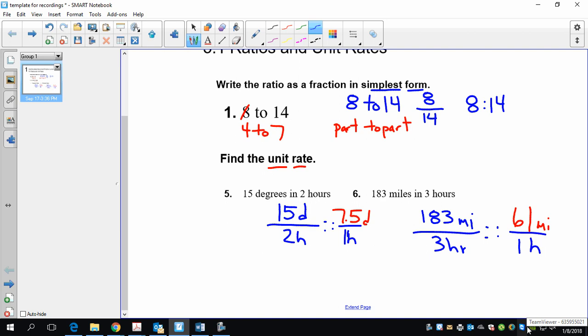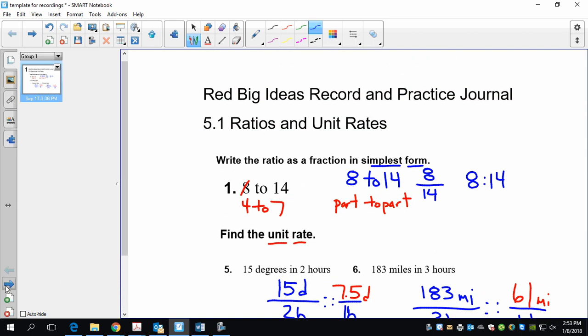So this is Record and Practice Journal 5.1. We are just starting ratios and unit rates.